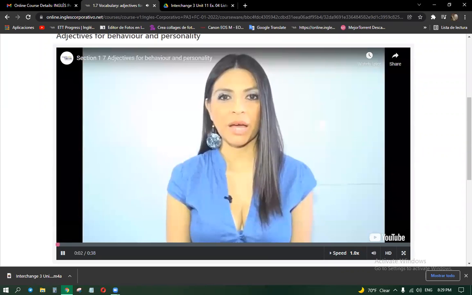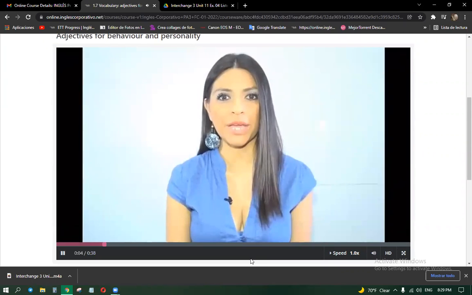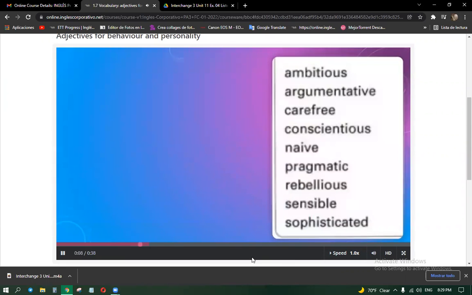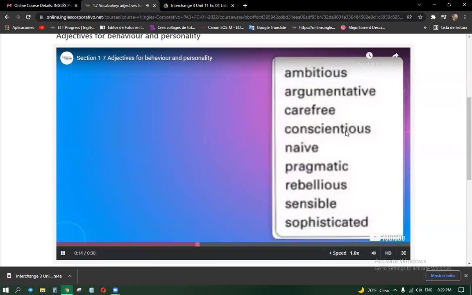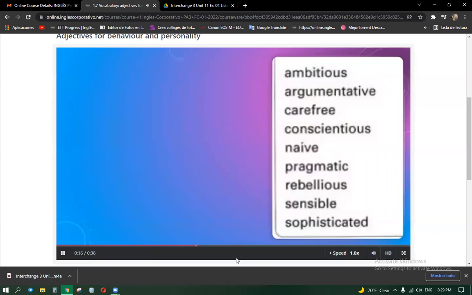We're about to study some adjectives which will help you talk about behavior and personality. Ambitious, argumentative, carefree, conscientious, naive, pragmatic, rebellious, sensible, sophisticated.